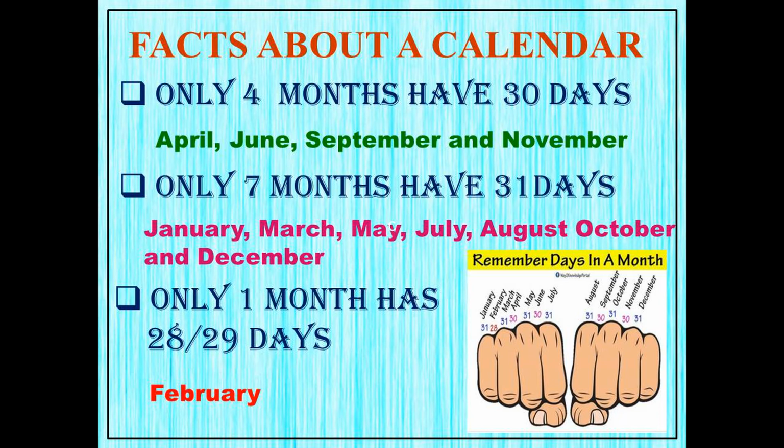The second point is only 7 months have 31 days. And what are those 7 months? They are January, March, May, July, August, October and December. So 1 month is left. What is so special about that month? Yes, this month has only 28 or 29 days in a year, and that month is February.